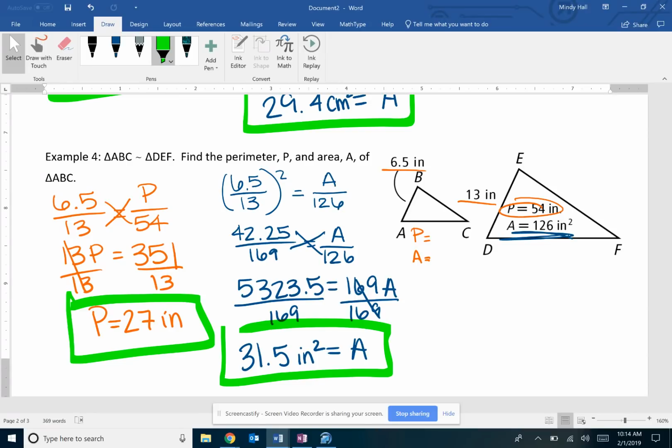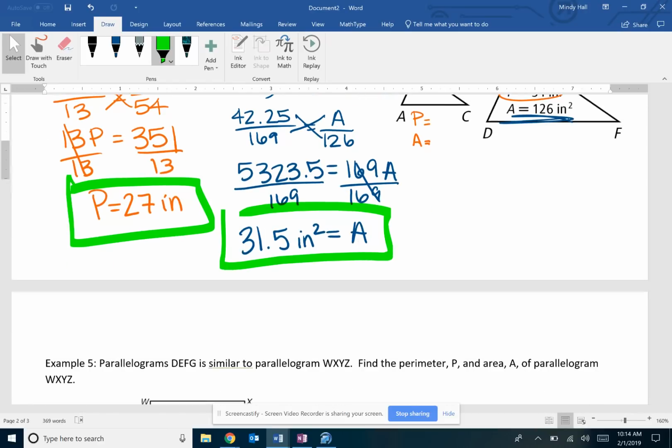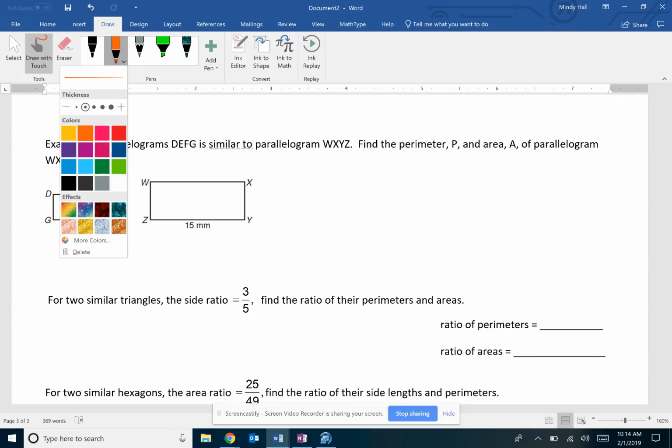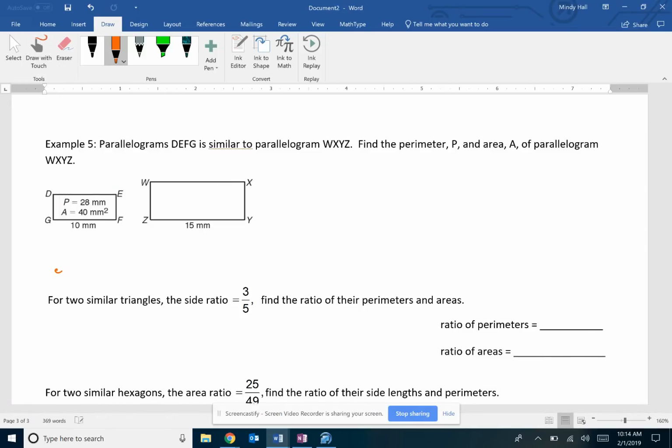So one more with area and perimeter. Same thing. Even if it's not a triangle, it's still going to be the same proportions for your area and for your perimeter. So again, if you think you're ready, pause the video, see if you can do it, and then go through the video and see if you match up with what I did.